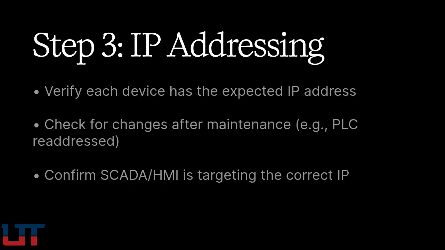Step 3, IP addressing. Confirm the correct IP address is assigned to each device. A PLC that was reconfigured during maintenance may have gotten a new IP address that doesn't match what the SCADA server is trying to reach. On a Windows device, ipconfig shows the IP configuration. On the network device, show IP interface brief shows assigned addresses.